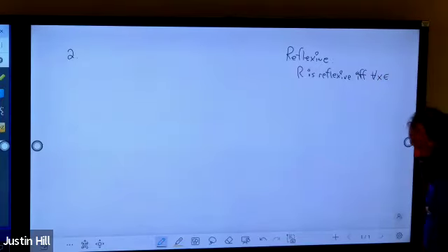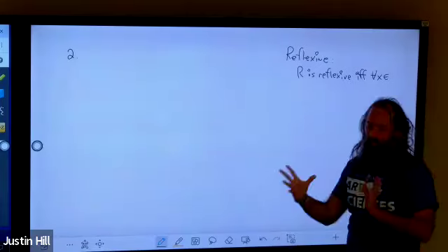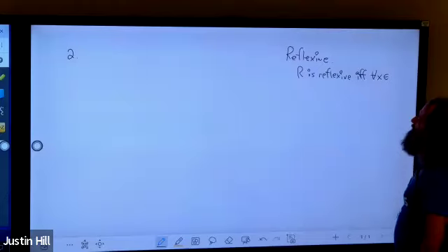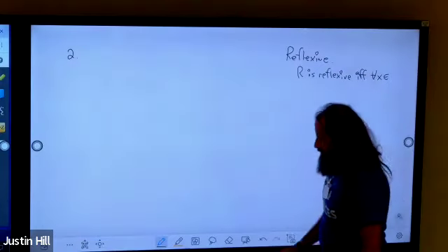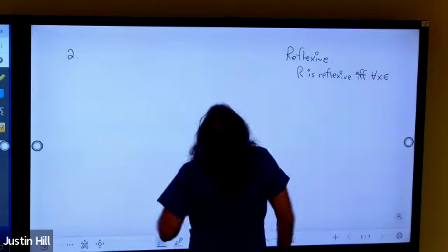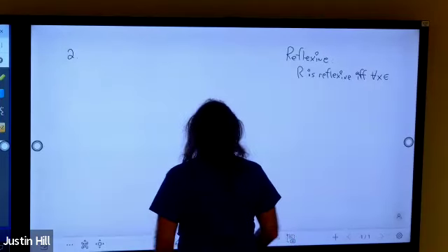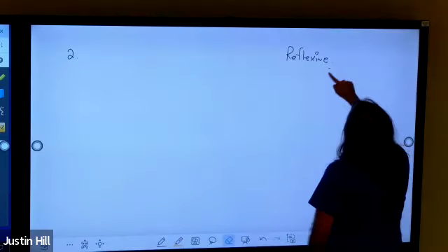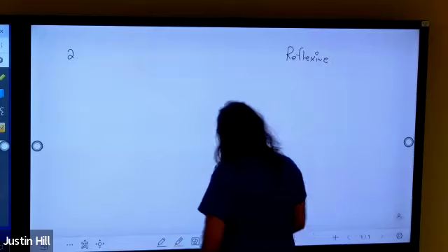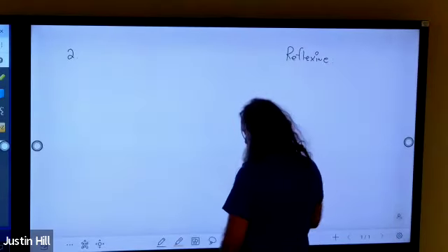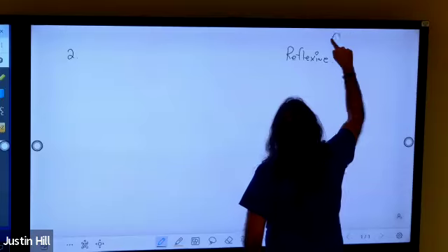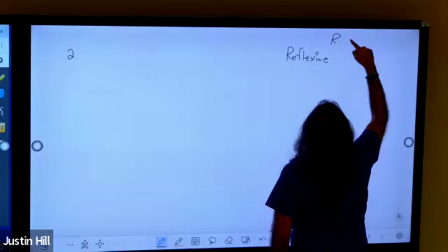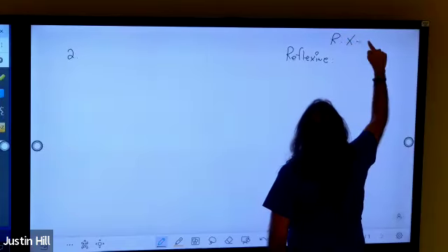I don't want to write it. You guys have the official way of writing it in the book. I want to pare that down to something that makes a little more immediate sense. So if we've got a relation R, let's say R goes from X to X.